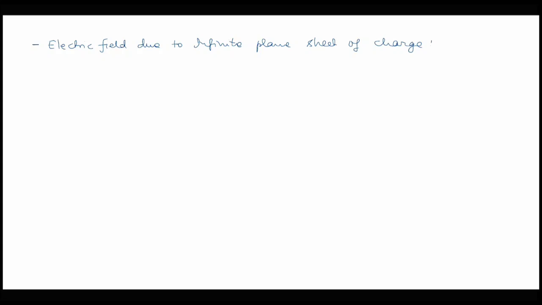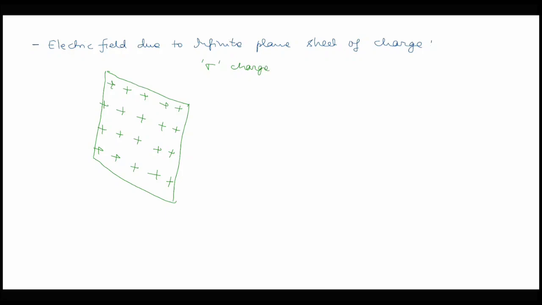So we are considering something like this, that there is an infinitely large sheet which is having a positive charge distributed over it. Now since this time we are having a sheet, the representation will be done using sigma, that is charge per unit area. So charge is distributed throughout the area, so we are taking sigma charge per unit area.